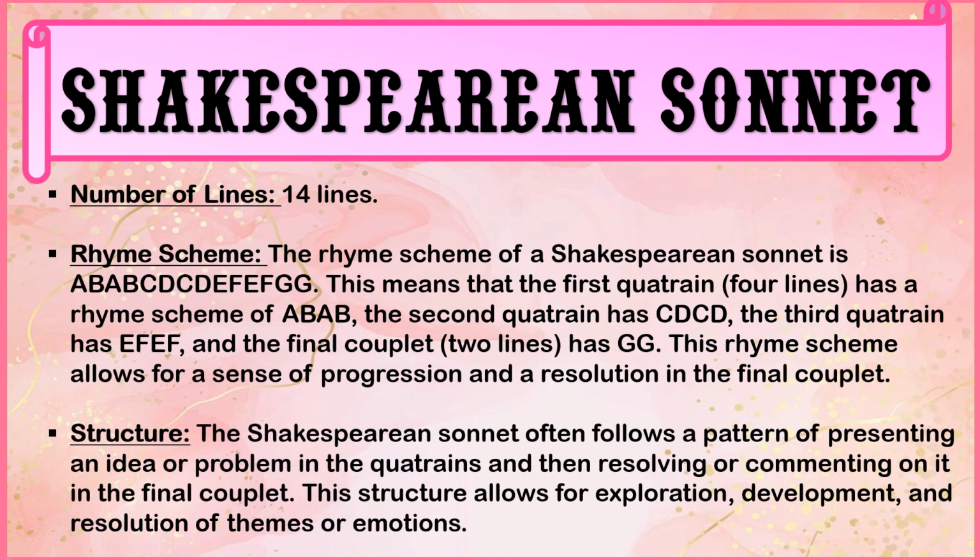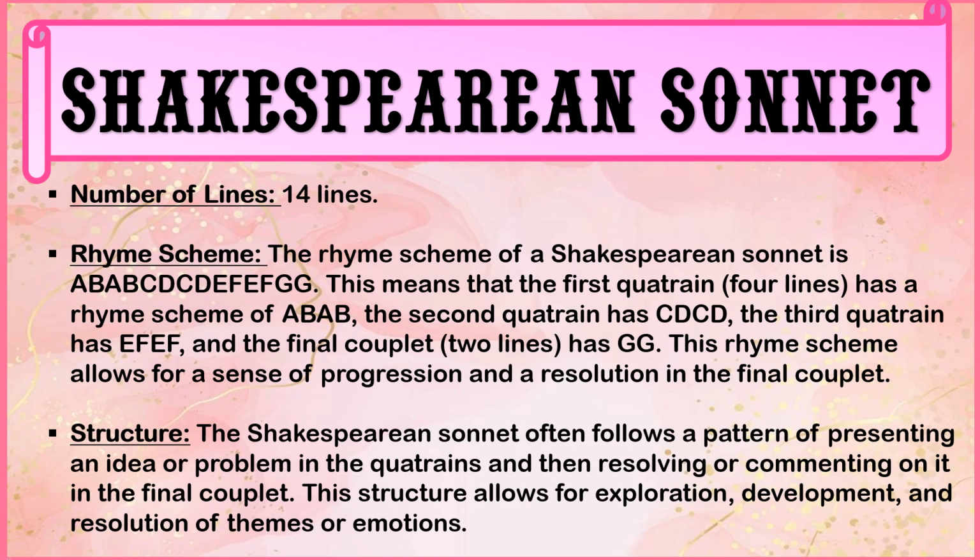Now, while the sonnet form had originated in the 13th century, Shakespeare brought it to us in the 17th century, right? And apart from that, the Shakespearean sonnet is also known as the English sonnet. There are 14 lines in this form of sonnet as well. The rhyme scheme is there for you.